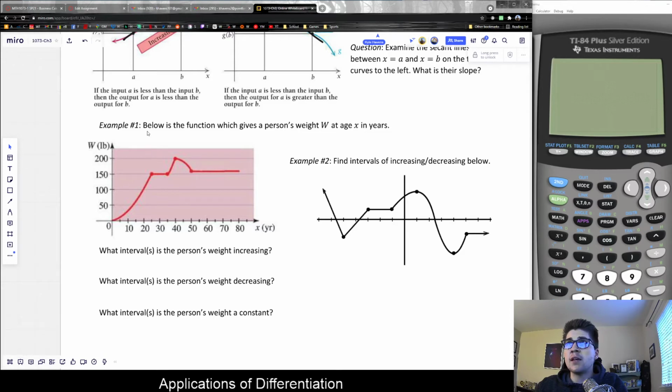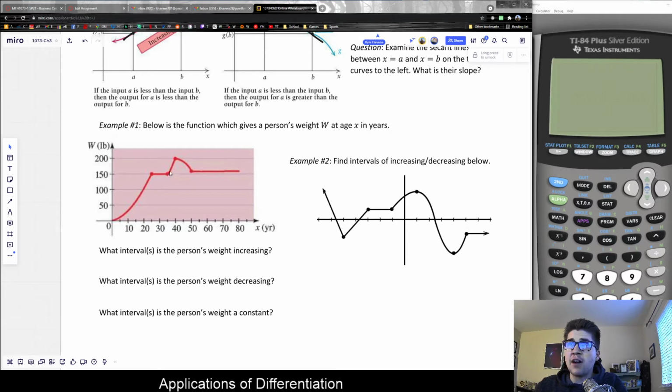It says the following, below is the function which gives a person's weight at age X in years. So basically here we have a graph which is describing the weight in pounds of somebody as they get older. And it looks like, when they're born, it appears as though they weigh 0 pounds, which is probably not very accurate, but we can use our imagination and say this is probably not 0. But they're getting larger and larger up until they reach about 25, where they level off and look to be a consistent weight of 150.